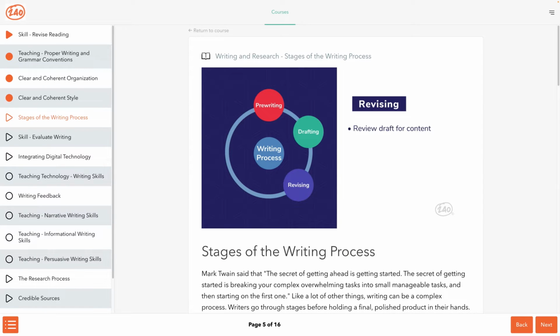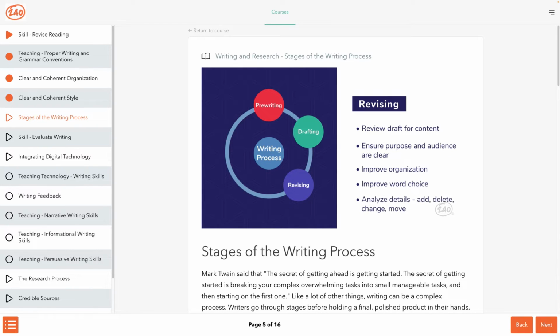Revising entails reviewing the draft and making adjustments to improve the content of the writing. This is the time to make sure the writing clearly addresses the purpose and audience. Improvements to the organization and word choice are made. Details are analyzed to determine if there are any that should be added, deleted, changed, or moved to support the overall clarity of the writing piece.